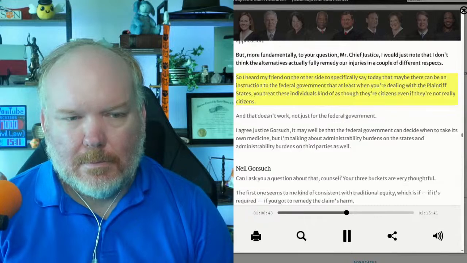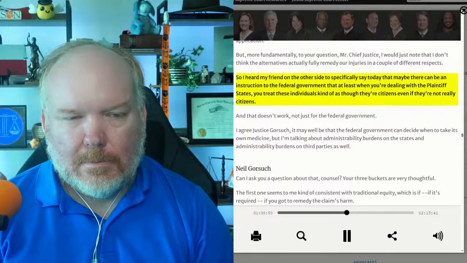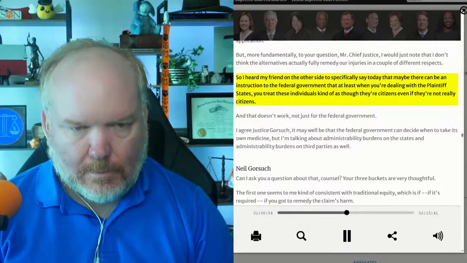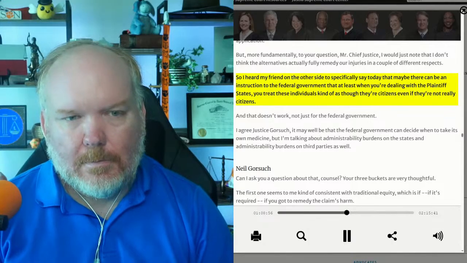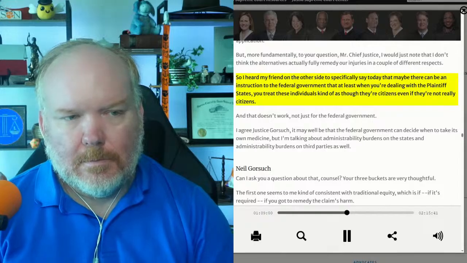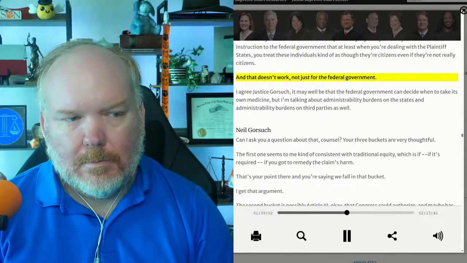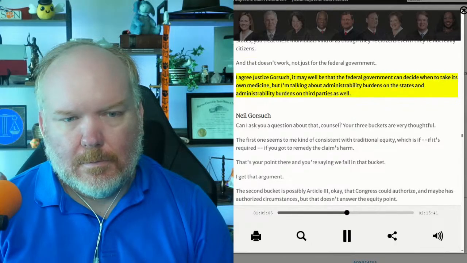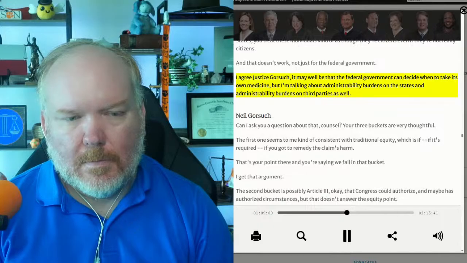in a couple of different respects. So I heard my friend on the other side to specifically say today that maybe there can be an instruction to the federal government that at least when you're dealing with the plaintiff states, you treat these individuals kind of as though they're citizens, even if they're not really citizens. And that doesn't work, not just for the federal government. I agree, Justice Gorsuch, it may well be that the federal government can decide when to take its own medicine, but I'm talking about administrability burdens on the states, and I'm talking about administrability burdens on third parties as well.